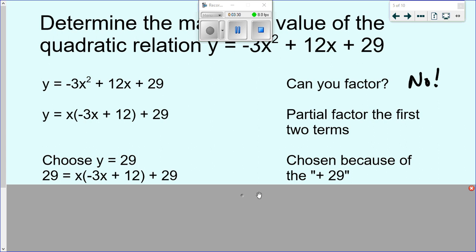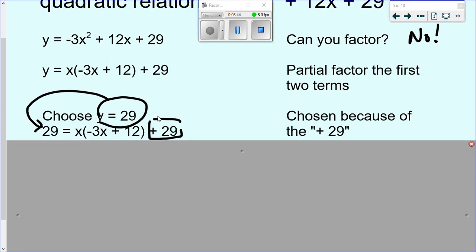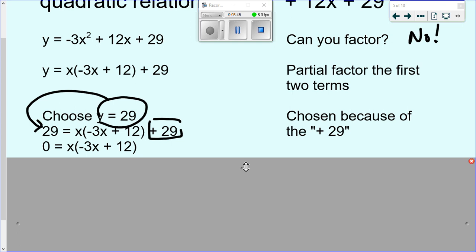So we're going to choose y equals 29 and then put it into our equation. The reason that we chose it was because of this value right here. Because if we have them both in our equation, then when we move this over here, it'll cancel out. And this we can solve.